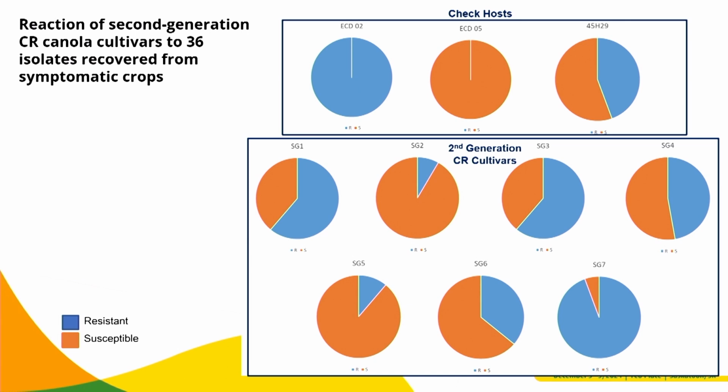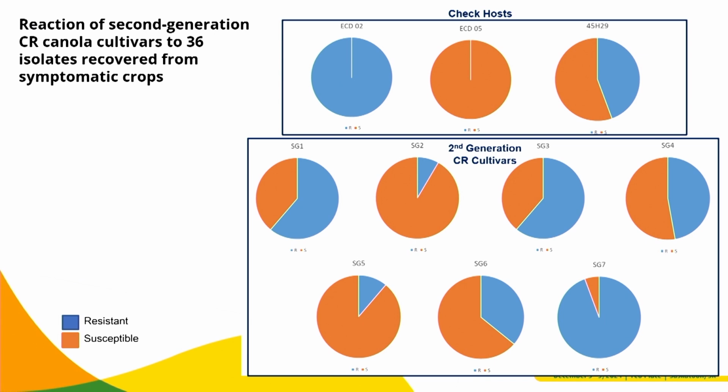On the top, we have the check host, which is ECD 02, a Brassica rapa that has been resistant to everything we've ever tested against it from Canada. You can see it was resistant to all of the 36 isolates in this study. We have ECD 05, another Brassica rapa, the clubroot universal susceptible. It bears absolutely no resistance to clubroot and never has. And on the right-hand side, on the top, 45H29, which was the very first clubroot-resistant canola variety, our first-generation clubroot-resistant check. That was resistant to about half of the isolates tested.